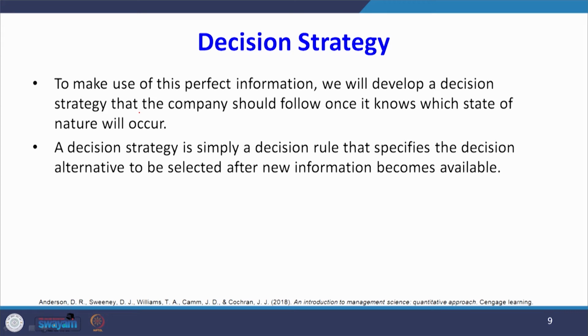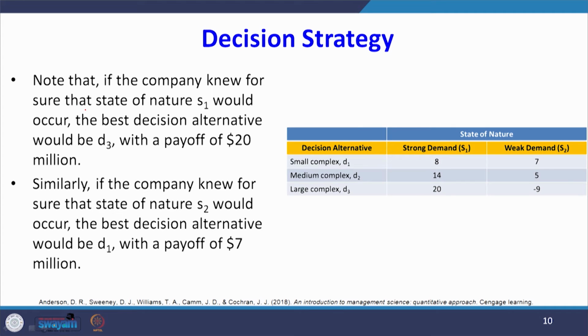To make use of this perfect information, we will develop a decision strategy that the company should follow once it knows which state of nature will occur. What is a decision strategy? A decision strategy is simply a decision rule that specifies the decision alternative to be selected after new information becomes available. Here, the new information is about the states of nature.